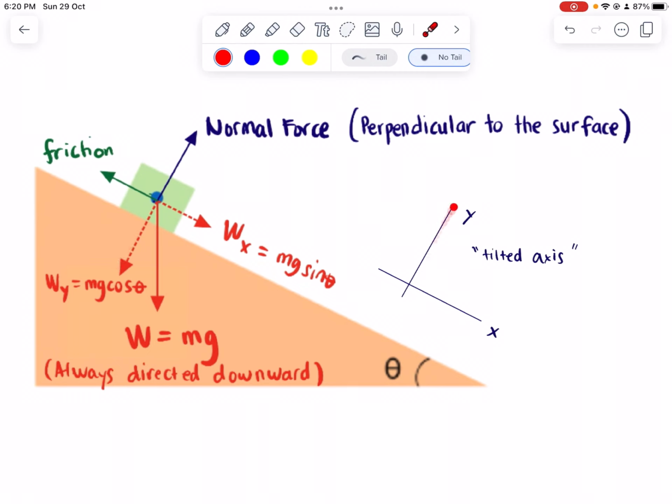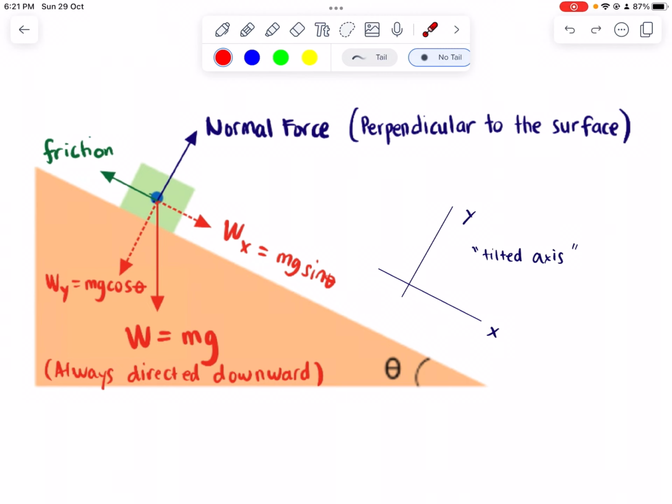That is why this is considered as Wx, because this is along the x-axis, and this is Wy because this is along the y-axis. So the forces along the x-axis would be friction and the x component of the object's weight, Wx, and the forces along the y-axis would be the normal force and the y component of the object's weight. So the weight of the object is actually a force that is somewhere between the x and the y-axis, and that is why it has its components.